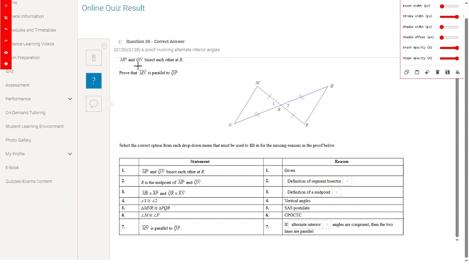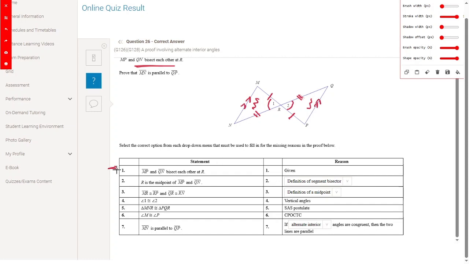Now MP and QN bisect each other at R. Bisects each other at R means RP will be equal to RM, and R is a midpoint, by the definition of a midpoint, and we have RQ equal to RN. And 1 and 2 are vertical angles, so in the two triangles we have sides equal and an angle, so this triangle will be congruent to this triangle. Now prove that MN is parallel to QP.